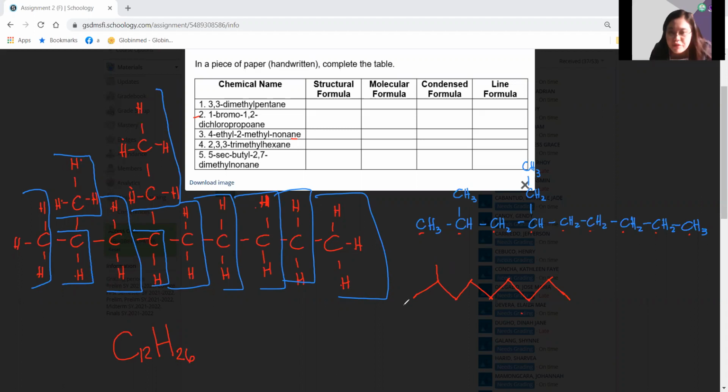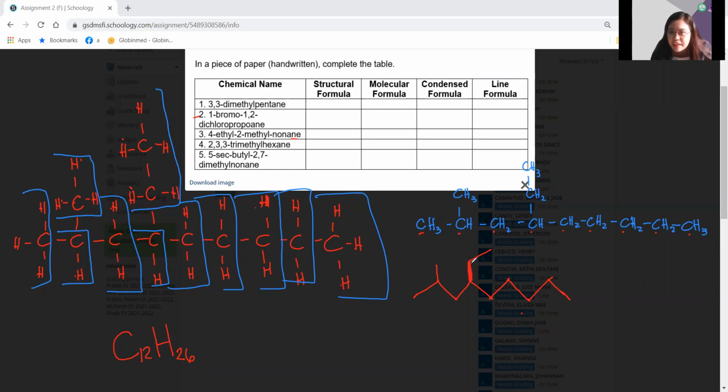Next, at carbon number 4, so this is 1, 2, 3, 4. So this is here the carbon number 4. I have a CH2, CH3. So this is 1. And then, liliko ako. Okay? Bakit? Bakit ako lumiko? Kasi kailangan ko ng intersection.